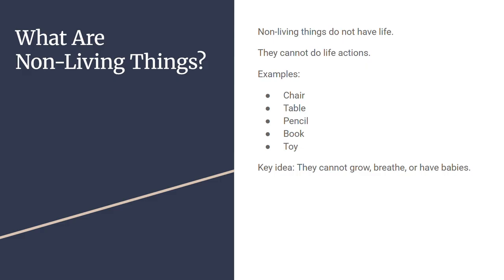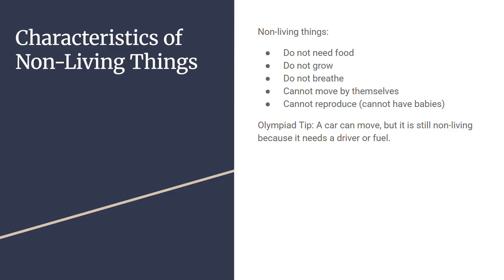And what are non-living things? Non-living things means which do not have life. Means table, chair, book, pencil. All these are examples of non-living things. They do not grow. They do not breathe. They do not have babies. So they are called non-living things.